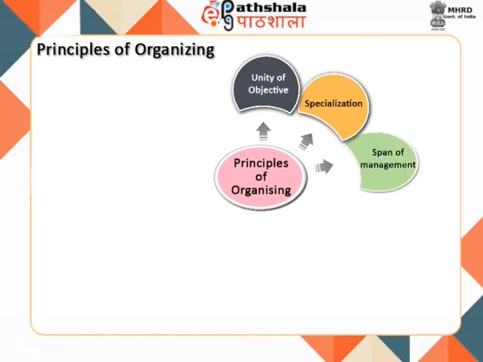Third, span of management. It means that only a certain number of subordinates can be supervised effectively by a manager. It is also called a span of control. Fourth, authority. The authority should be clearly defined in terms of the responsibility of completing the task, and authority should be at par with the responsibility given.